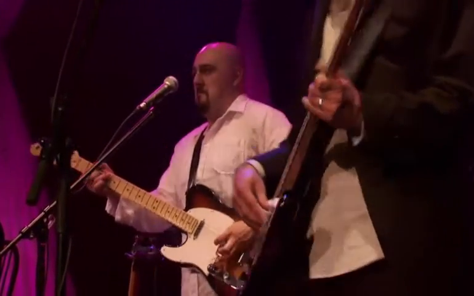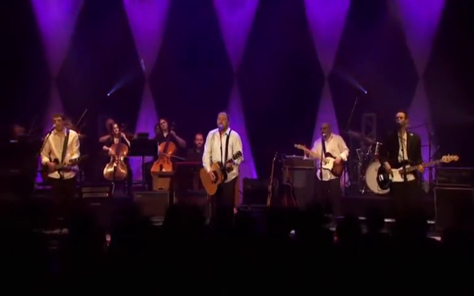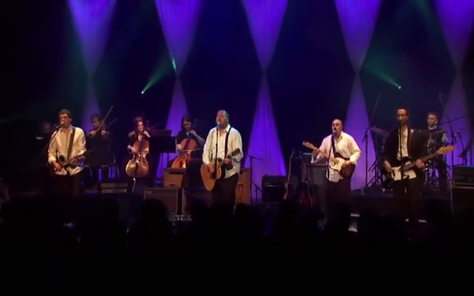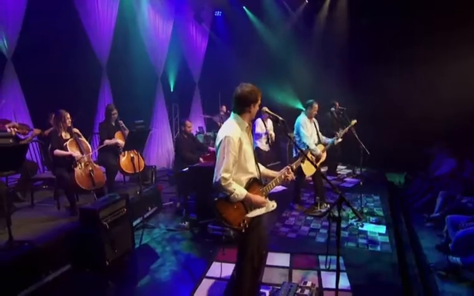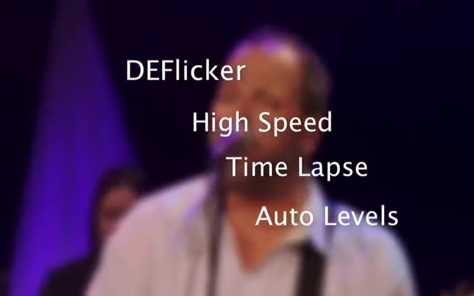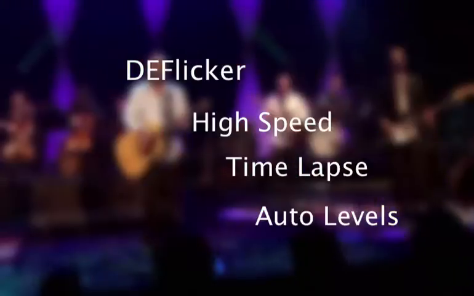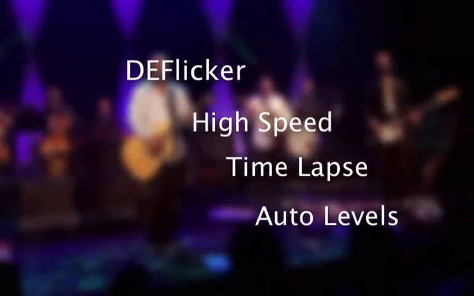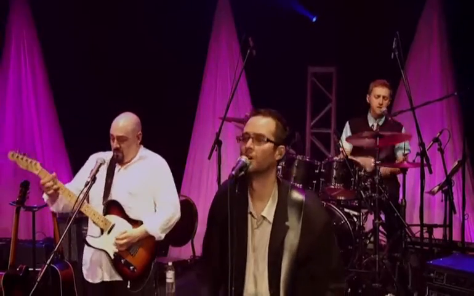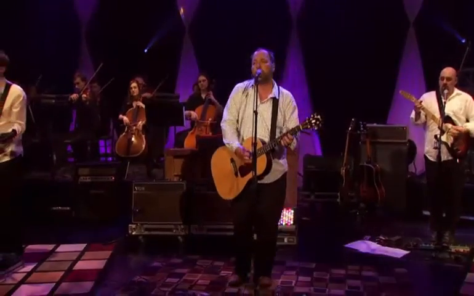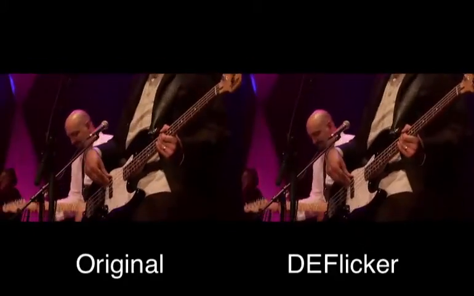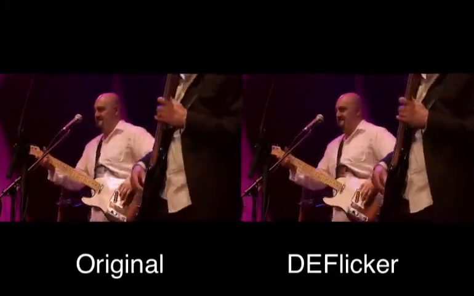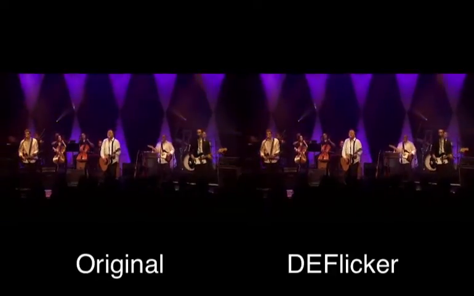To address the different situations from which flickering arises, we've developed a suite of plugins, each addressing a specific flickering issue. High speed, time-lapse, and auto levels. They were named this way to help you remember which one to use for the type of capture you intend to process. In this tutorial, I will first explain the problem and then show you how deflicker high speed is used to solve some of these issues. You can check the deflicker series for tutorials on the other plugins in the suite.